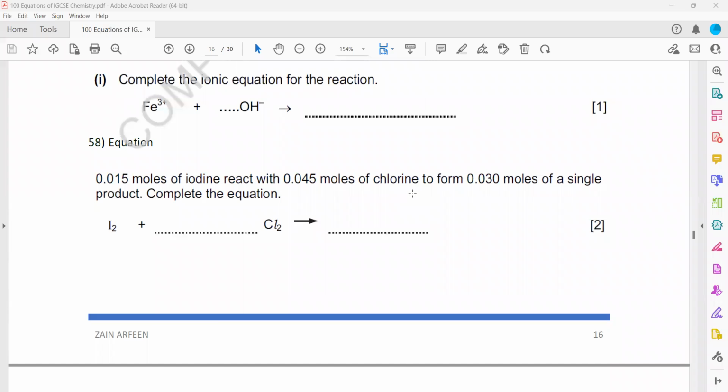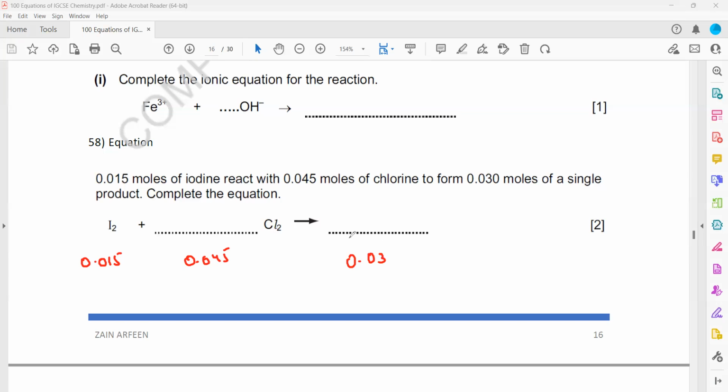So this was balancing equation, completing and balancing the equation. In the question, we have 0.015 moles of iodine. We have 0.045 moles of chlorine to form 0.03 moles of a single product. So there is a product formed which has 0.03 moles.